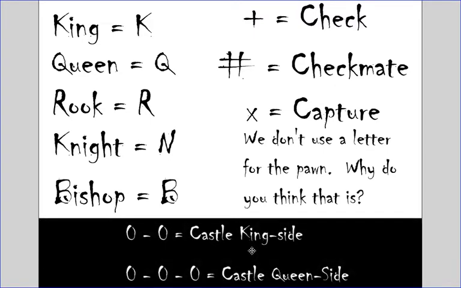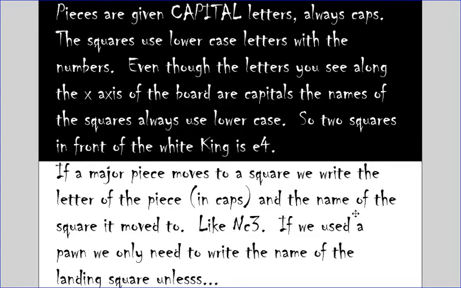Alright. O-O is castle to the king side, the short side, and O-O-O is castle to the queen side, or the long side. As I said before, pieces are given capital letters, always capital letters. The squares use lowercase letters with the numbers. So you've already learned where the square H1 is and where E4 is. You do this like you would be graphing. So the x-axis is the letters and the y-axis is the numbers.